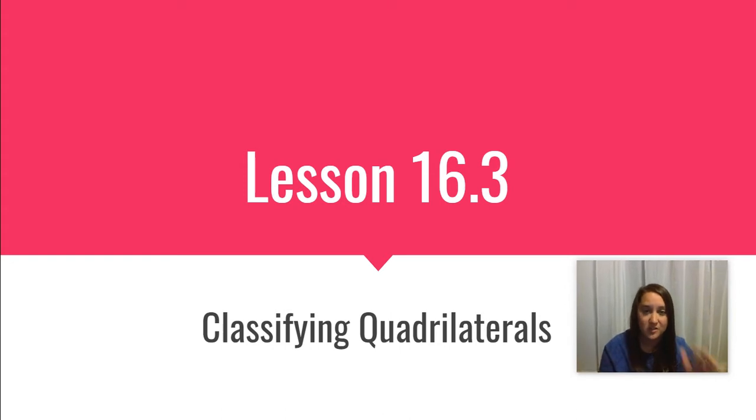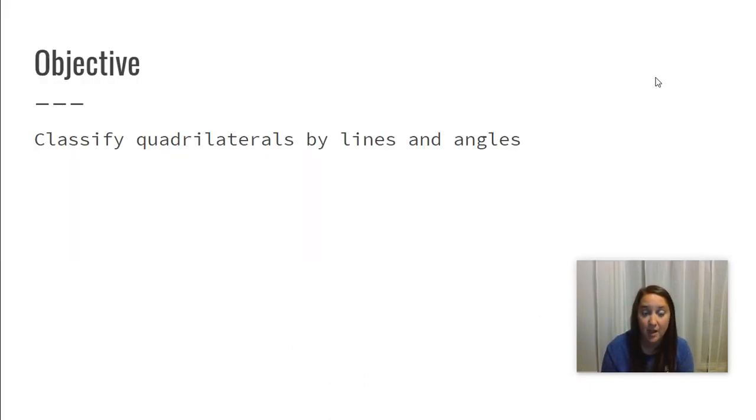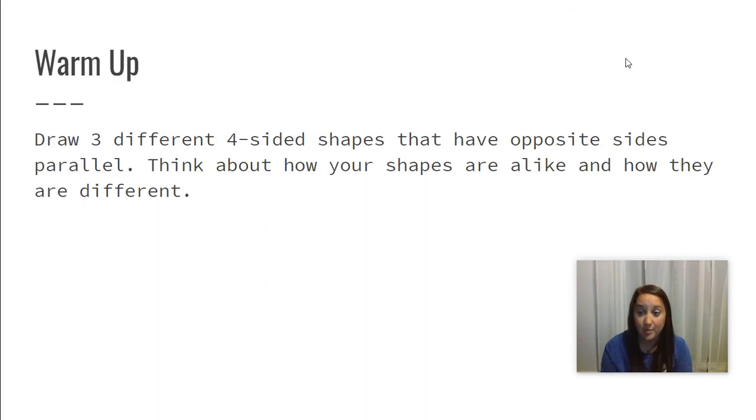We are continuing with topic 16, and today we are moving into lesson 3, which is classifying quadrilaterals. Today, your objective is that by the end of the lesson, you will be able to classify quadrilaterals by lines and angles. For your warm-up, I'm going to read through this question, and then I'm going to ask you to hit pause on this video.